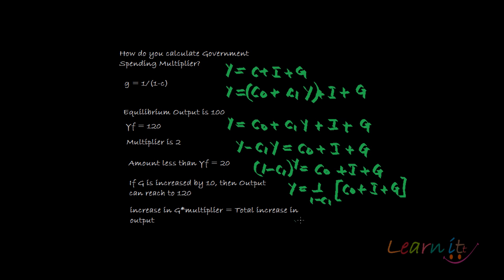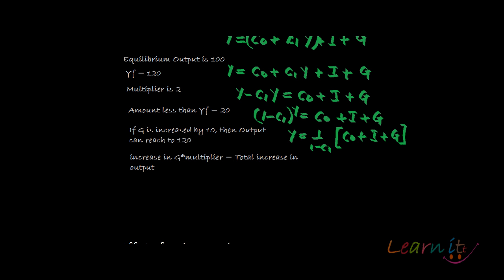Now I need to find out what is the government expenditure multiplier, that is how output is going to increase when there is an increase in the government spending. So what I need to find out is dY/dG in this case, which is equal to 1/(1 - C1), which is the same as our spending multiplier, which we have seen earlier.